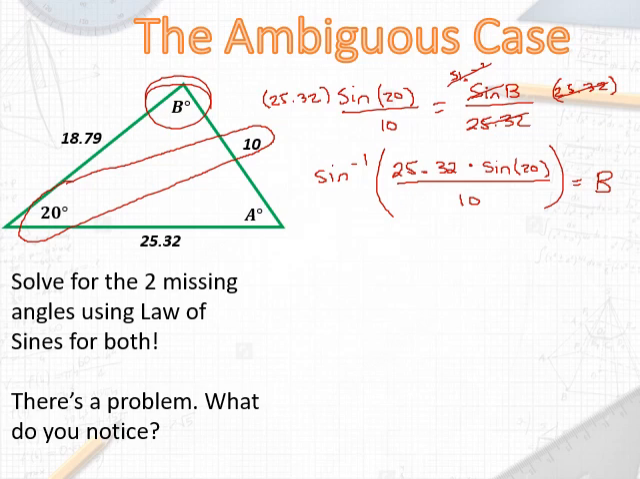All right, so we got 25.32 times sine of 20 divided by 10, and then we do sine inverse of that answer. And I got 59.99 degrees, and that's 996, so really when we round this, it's 60 degrees.